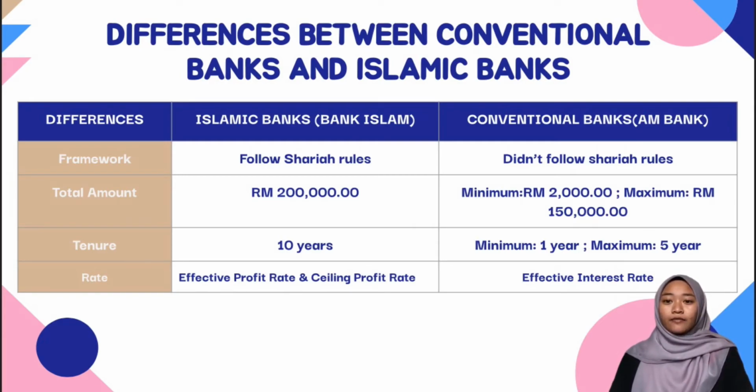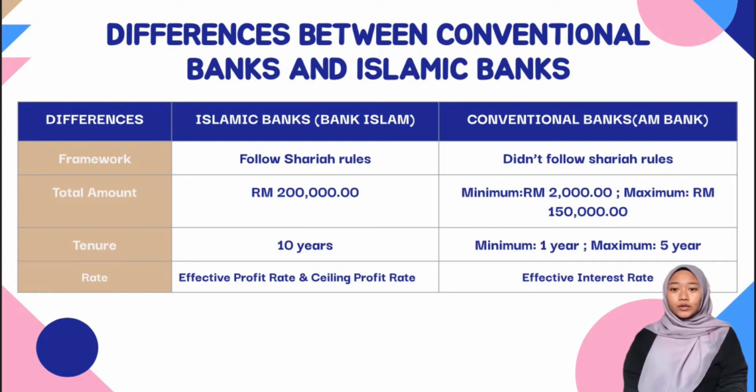Bank Islam follows the Sharia rules and uses tawarruq, while the conventional bank does not follow any Sharia rules. The next is the amount of financing that you can get from Bank Islam, which is RM200,000 with a tenure of 10 years. While in Ambank you have two types, which are a minimum amount of RM2,000 with a tenure of 1 year, and a maximum amount of RM150,000 with a tenure of 5 years.